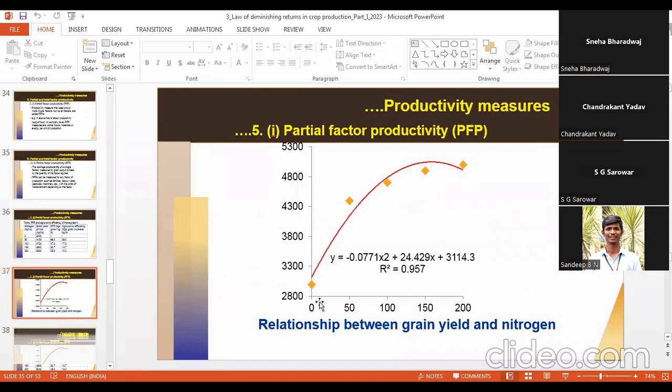You can plot it on the y-axis, where you have the output, the yield. On the x-axis, you have the fertilizer rate. So this is the relation between grain yield and nitrogen. It can be depicted by a picture.